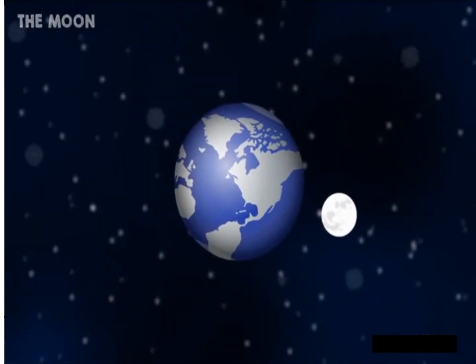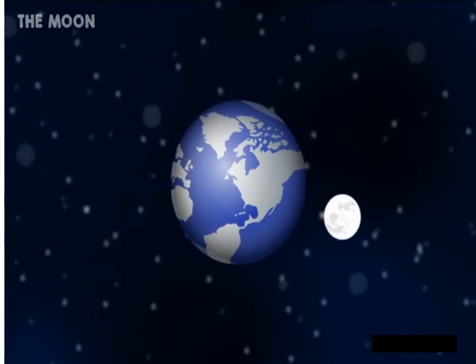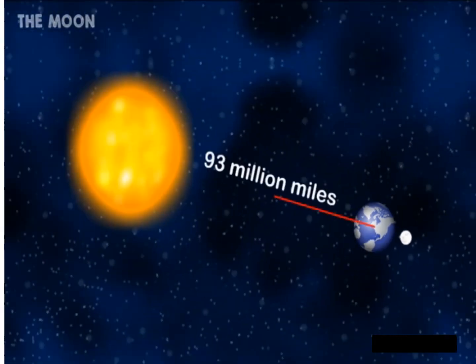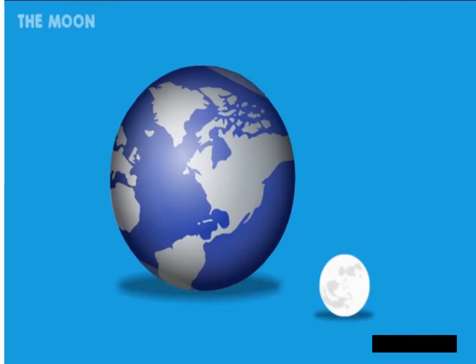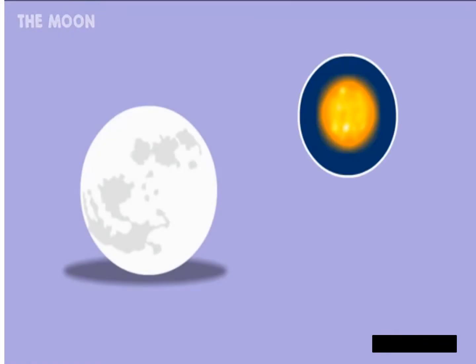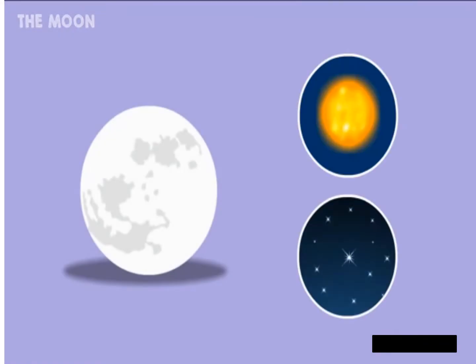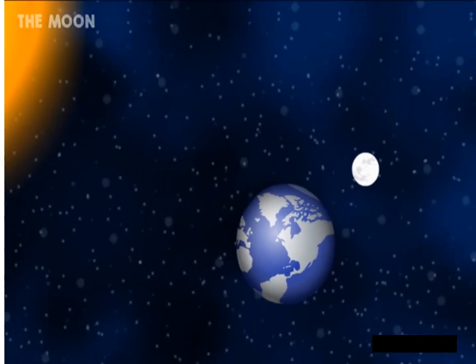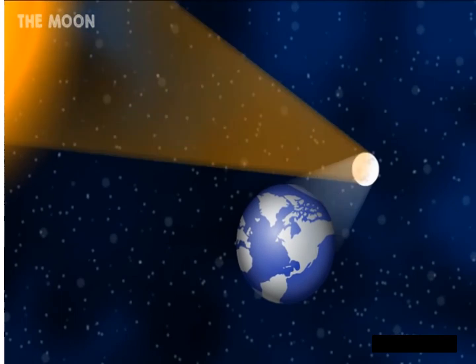It is our nearest neighbor in space. It is much closer to us than the sun. It is only 239,000 miles away. The sun is 93 million miles away. The moon is much smaller than the Earth. The moon is not like the sun or other stars. It does not give off its own light. It only reflects the light of the sun. That means the sun's light bounces off it.